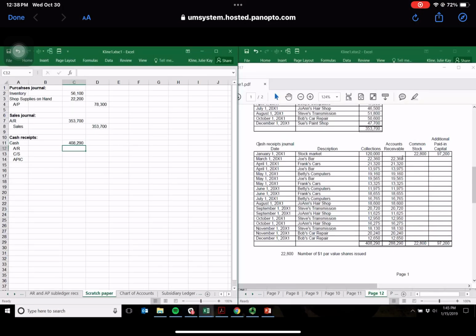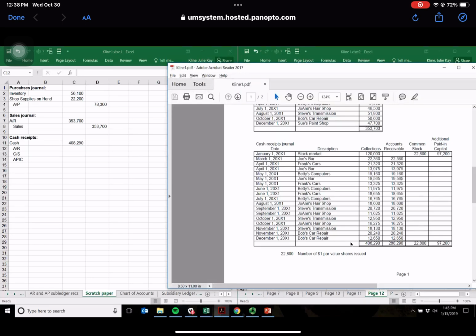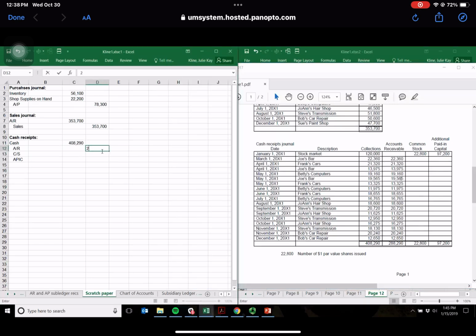There. Now, AR is your credit, so these are going to be your credits. Common stock, you've got cash, and additional paid in capital. Now, we have $1 par value shares, so this is the balance of your common stock account, and it represents one shareholder for every dollar. So now you have 22,800 shareholders out there that purchased your stock, and they purchased it in excess of par, which is the $1. All right, so it's all important.